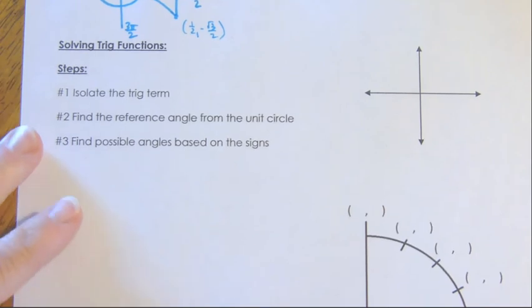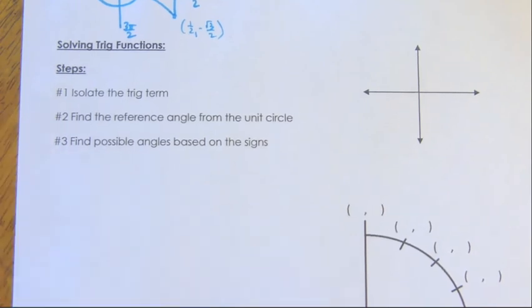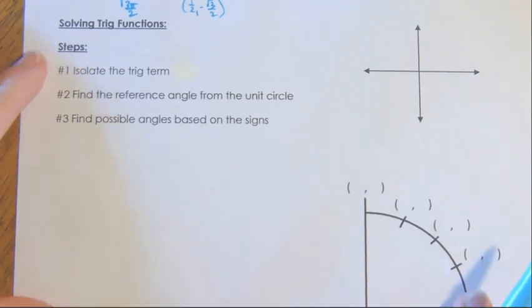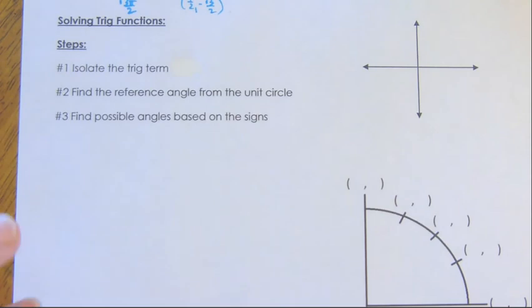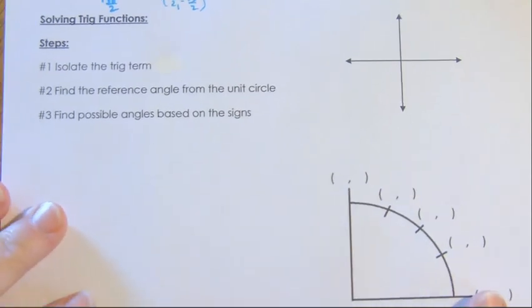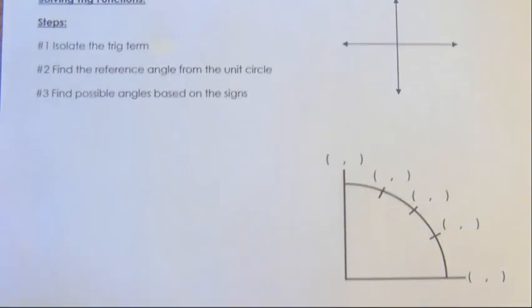We're going to isolate the trig term, get sine, cosine, or tangent by itself, find the reference angle from the unit circle, which is what we were just doing, and find the possible angles based on the sign. So we're going to get more than one answer here. So a couple things to remember here.